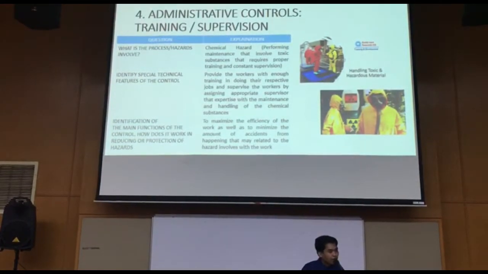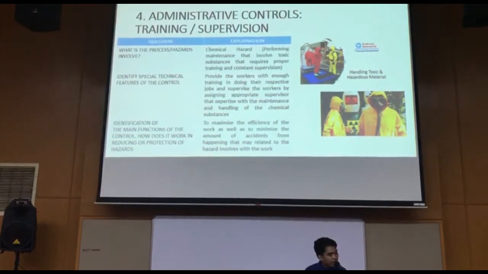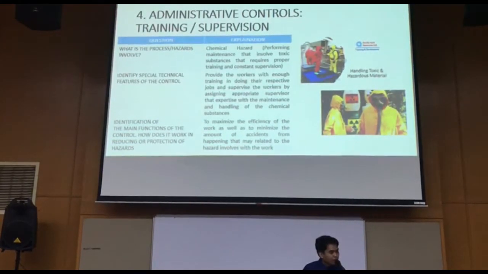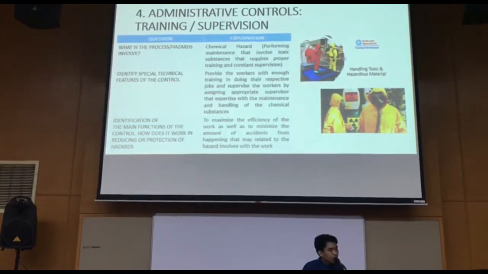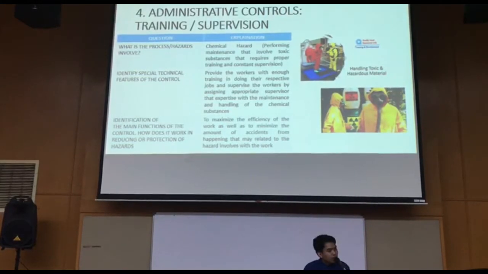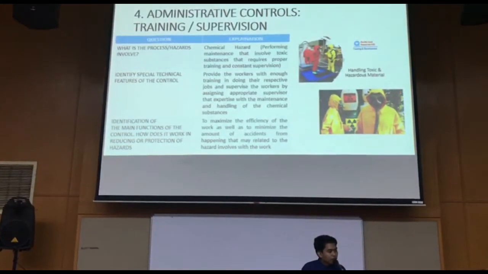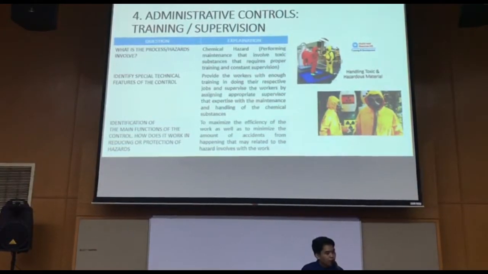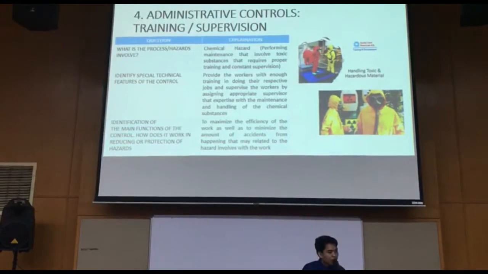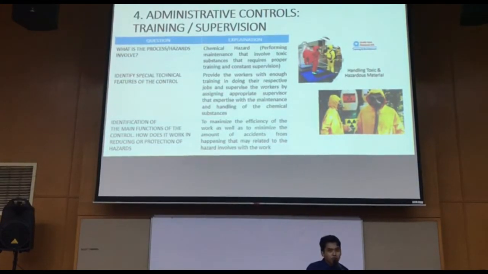So the identification of the main functions of the control, how does it work? How it works is to maximize the efficiency of the work, as well as to minimize the amount of accidents from happening that may be related to the hazard involved in the work.